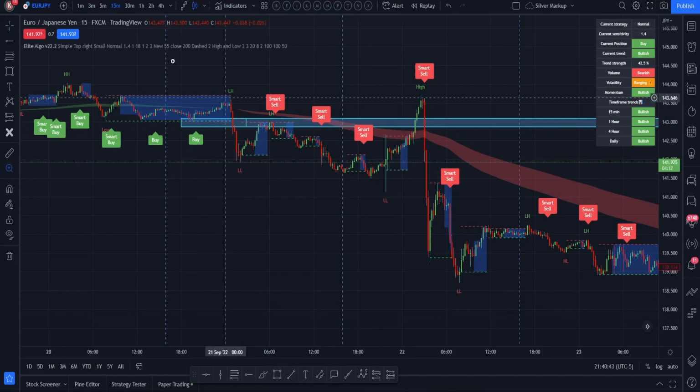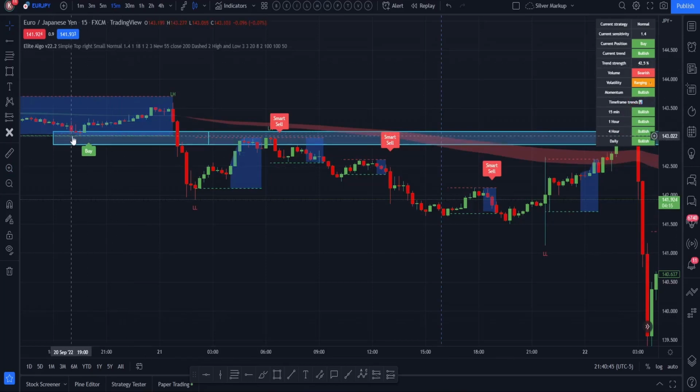So as we get into this setup, we see that we have a lower high formed before the break. That's one thing that you want to have. You want to have a lower high or a high. You can have a high as well formed before the break. As long as it's not a higher high formed before the break, then you're good.